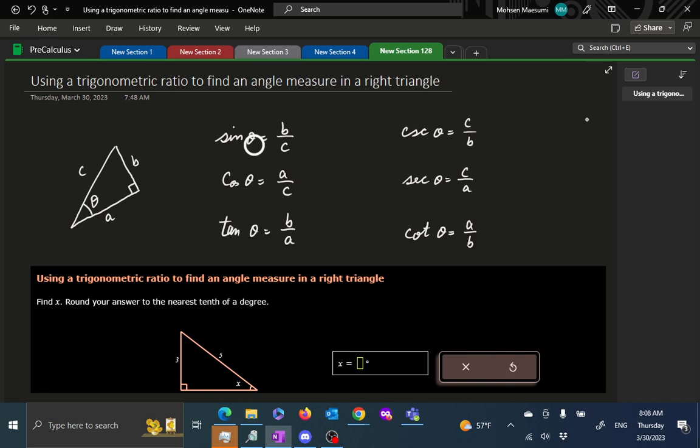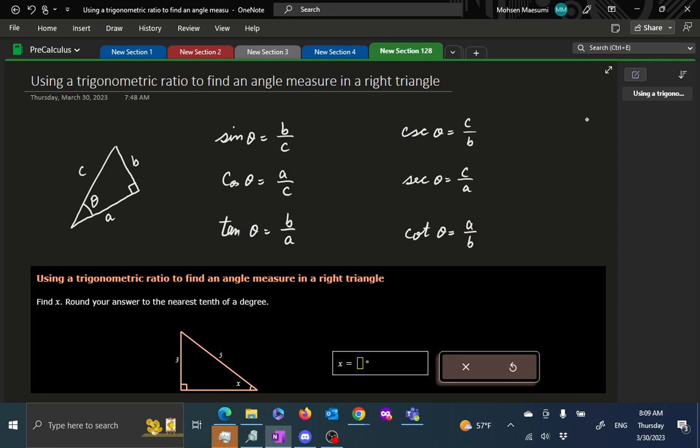Let me remind you, sine of an angle is a ratio of its opposite divided by hypotenuse. So if I consider this one as my main angle, this would be the opposite of it. This is the adjacent of it. This is always the hypotenuse. Cosine is a ratio of adjacent to hypotenuse. Tangent is a ratio of opposite to adjacent.